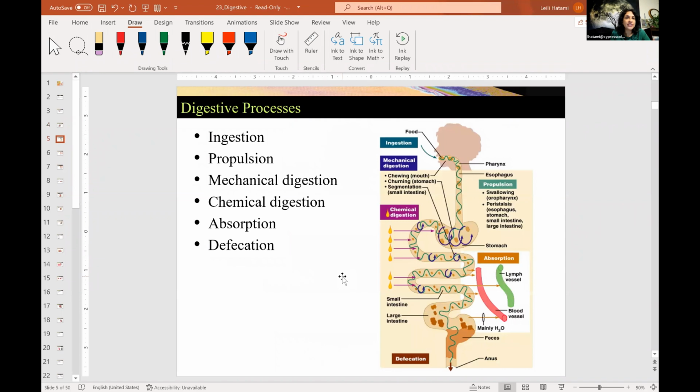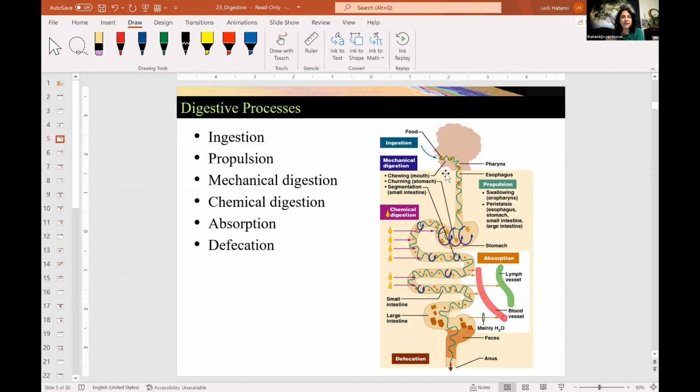What are the digestive processes? We can divide the digestive processes into ingestion, propulsion, digestion, which we can divide into mechanical digestion and chemical digestion, and then absorption and defecation. Ingestion is simply taking food into the mouth, which happens in our oral cavity. So our upper limb and our oral cavity are involved. Propulsion is pushing food forward.